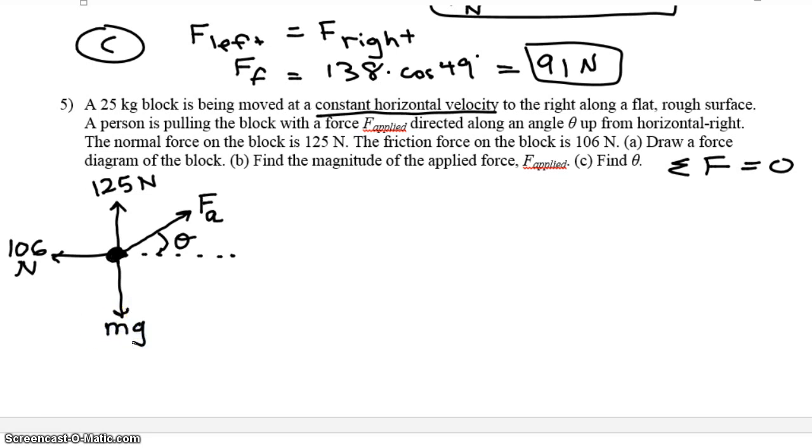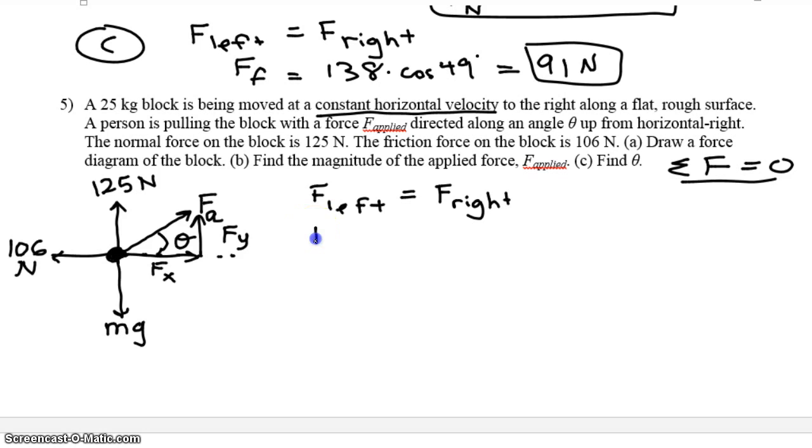Right. To find the applied force, we're going to first have to find its x component and its y component. So what will we use to find the x component? We will use the equilibrium condition. The left forces equal the right forces. Since the block has constant velocity, it's not accelerating, so it doesn't feel any resultant x force.